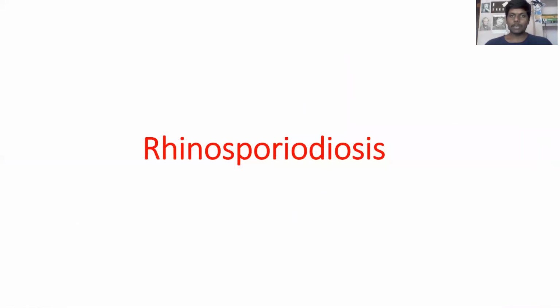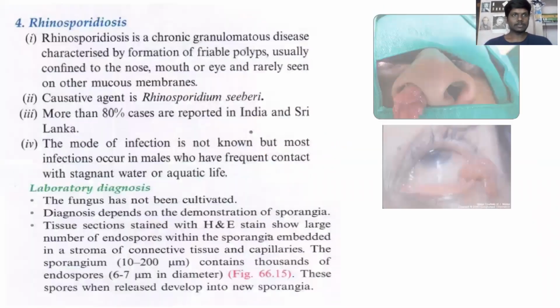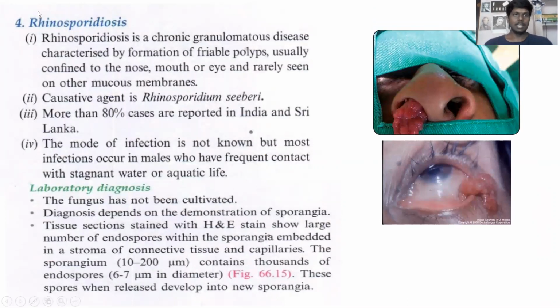And the last and final subcutaneous infection is your rhinosporidiosis. As I already stated, rhino means nose, in Greek. So this is a fungal infection which will occur in the nose. So rhinosporidiosis is a chronic granulomatous disease characterized by formation of fibrous polyps, usually confined to the nose, mouth or eye, and rarely seen in mucous membranes. So these are the fibrous nodules that will be present in the nose and eyes, even rarely in mucous membranes.